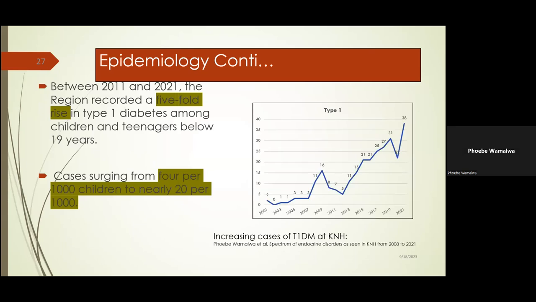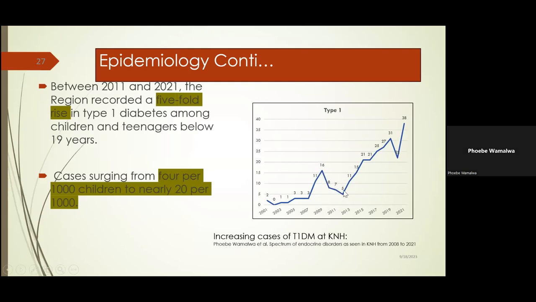The study that we recently conducted in Kenyatta National Hospital, where we looked at the spectrum of endocrine disorders from 2008 to 2021, shows a gradual increase of type 1 diabetes over the years. I'd want us to ignore this descent from 2009 to 2013 because there was a problem with the records and a number of files were lost here.